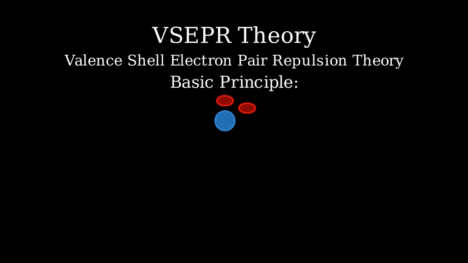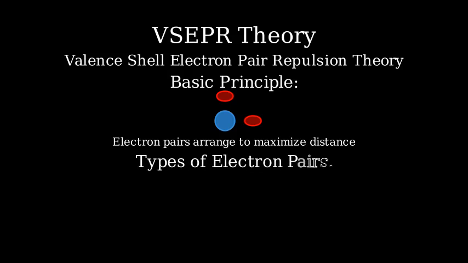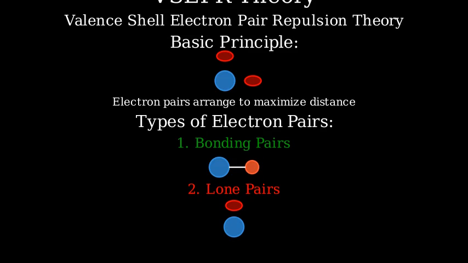Electron pairs around a central atom repel each other and try to get as far apart as possible. This minimizes the repulsive forces between them. The arrangement of these electron pairs determines the molecular geometry. There are two types of electron pairs we need to consider: bonding pairs, which form bonds between atoms, and lone pairs, which are not involved in bonding. Both types influence the molecular shape.